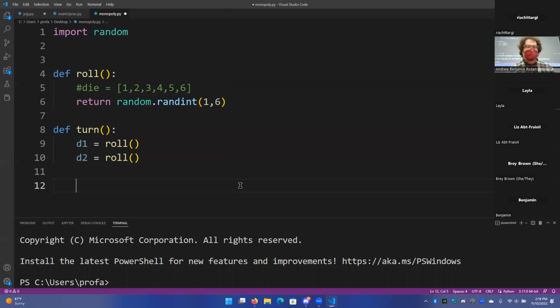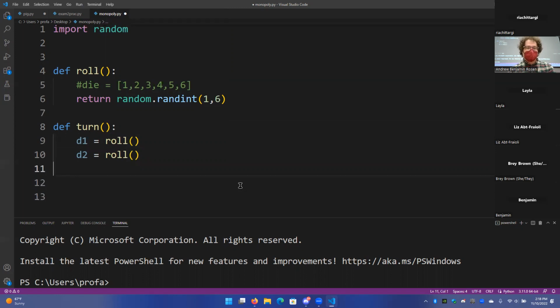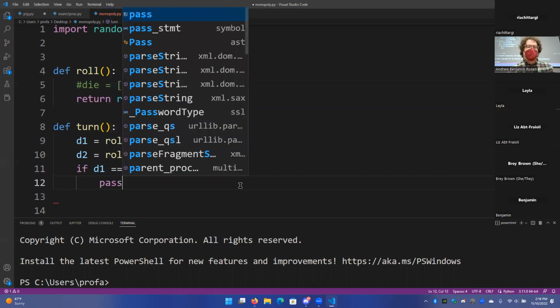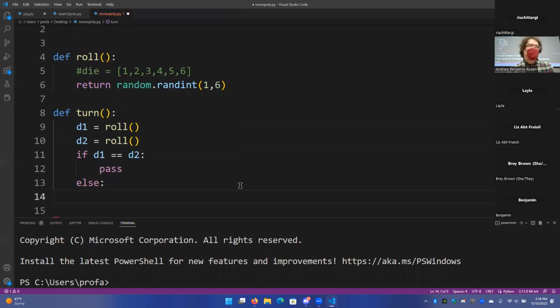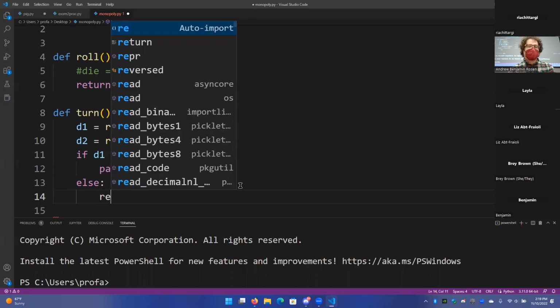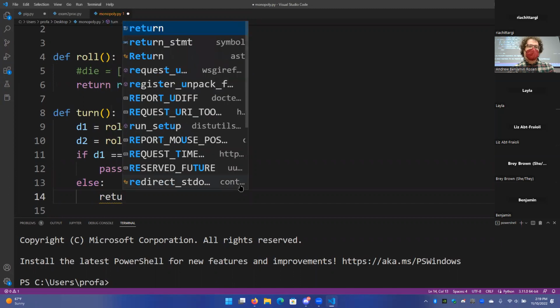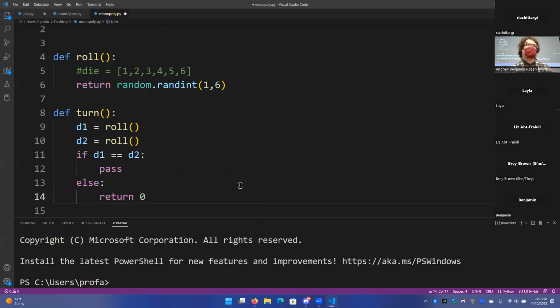And we can now start a very straightforward if-else statement, which is that if D1 and D2 match, then we've rolled a double. Now I'm going to put pass here because I'm going to come back to that. If they match, great. We're going to have to do this all over again. Else, well, we didn't get a double this time. And so we can end our simulation of the turn right now by saying, hey, we didn't roll a double, so we'll return 0.